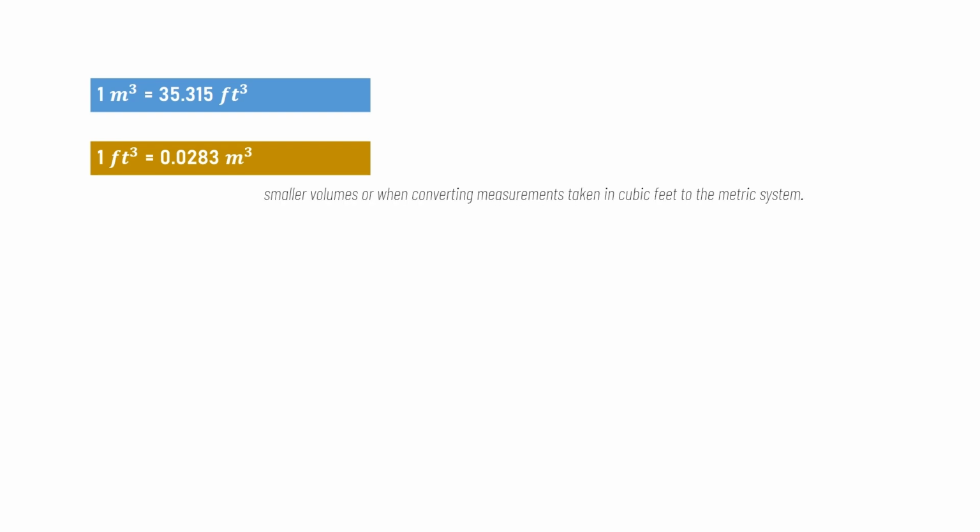1 cubic foot is equal to 0.0283 cubic meters. When working with smaller volumes or when converting measurements taken in cubic feet to the metric system, this conversion is highly useful.